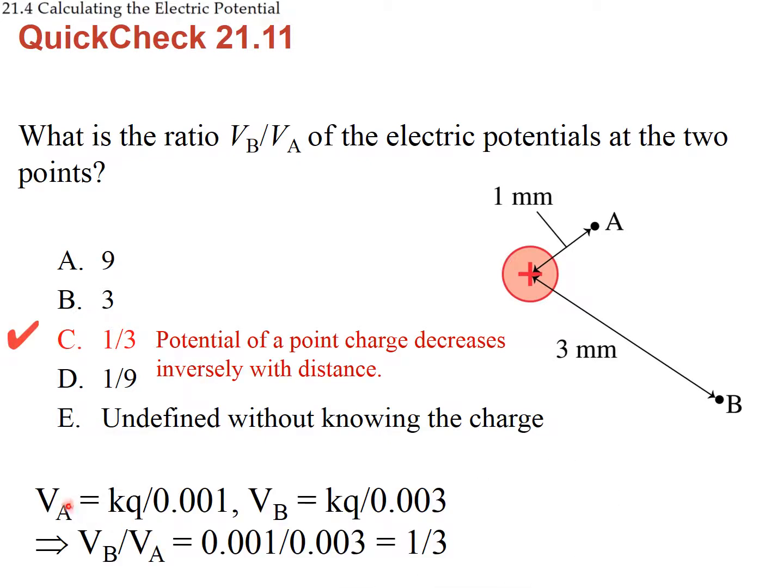Well, it's just a matter of calculating V sub A and V sub B, and we can see that when you take the ratio, the constant and the charge will disappear, and we end up having this divided by that, which gives you 1/3.